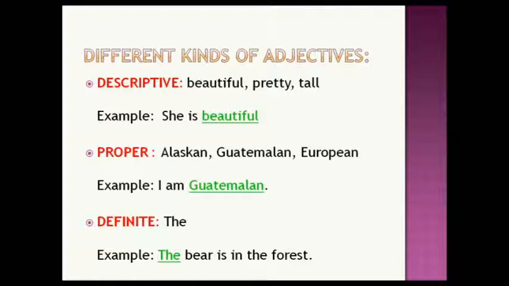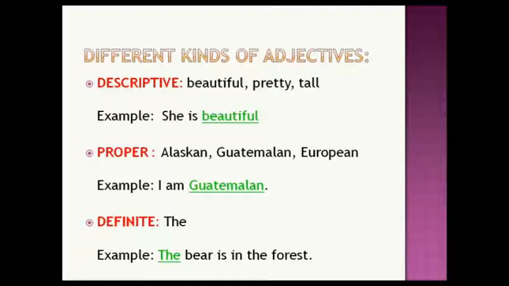Listen and read with me the example that I show you. She is beautiful. So she in this case is the pronoun. Is is the linking verb that we use to join the adjective and the pronoun. So in this case the pronoun is she and the adjective is beautiful. In this case, it shows what she is like.